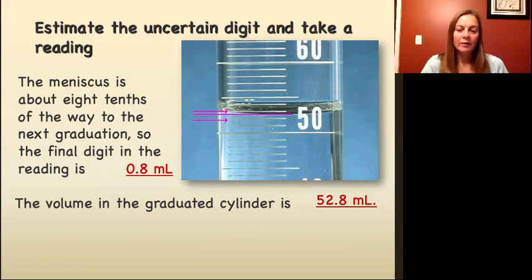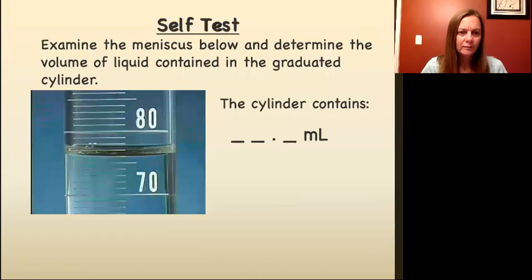We'll talk about certain digits or significant digits tomorrow, but for now and for the rest of the year, please remember that whatever the graduations are, we're always going to estimate 1 digit and only 1 digit past the graduations, whether we're measuring volume, length, or mass. So I'm going to have you guys observe this meniscus. If you need to pause the video now, I want you to determine what volume of liquid you think is in this graduated cylinder.